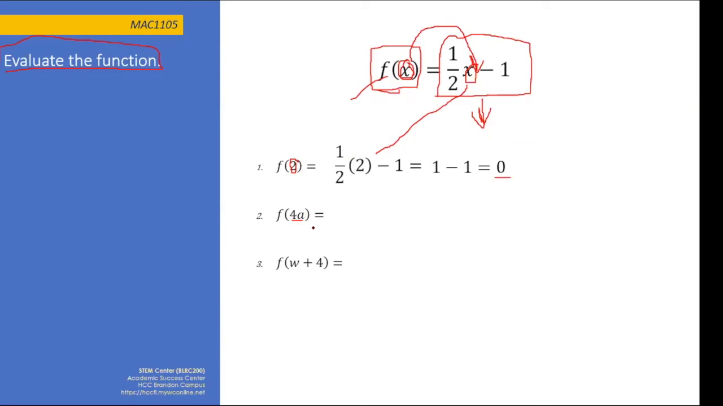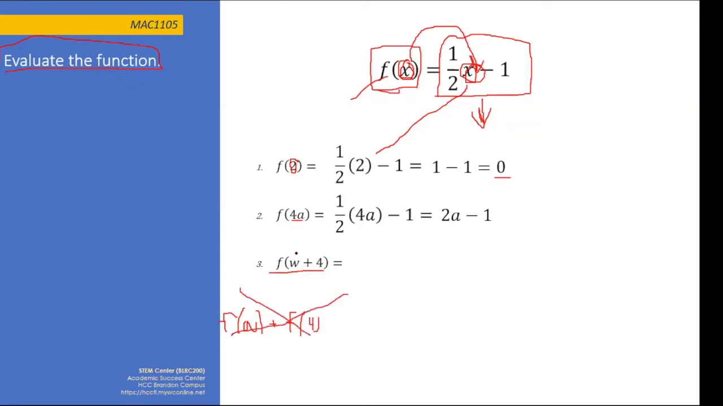You just replace the x here with whatever's in the parentheses. So that looks like this. 1/2 of 4a minus 1, and we get 2a minus 1 is the output when 4a is the input. And then last, we have another example, f of w plus 4. A quick note, this is not the same as f of w plus f of 4. It's not the same. So don't make that mistake.